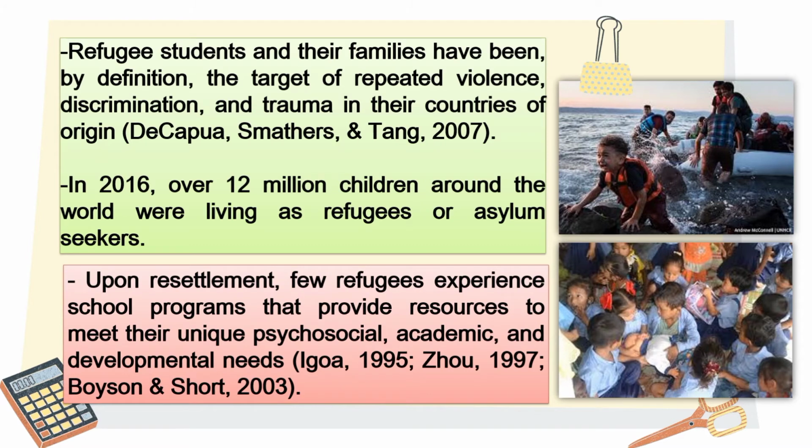There are only a few refugee experience school programs that provide resources to meet their unique psychosocial, academic, and developmental needs, according to Igoa 1995, Zhou 1997, Boyson and Short in 2003. Thus, refugee students face difficulty in their transition to public schools, for example in the United States, due to lack of familiarity with the English language, according to Guerrero 2004, unresolved trauma and stress disorders, and an absence of academic counseling support services.